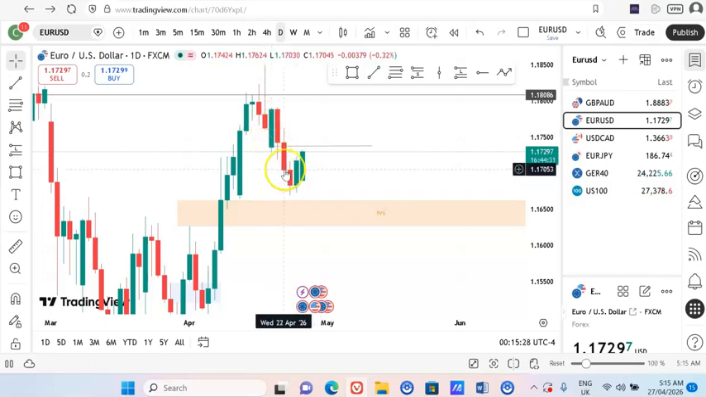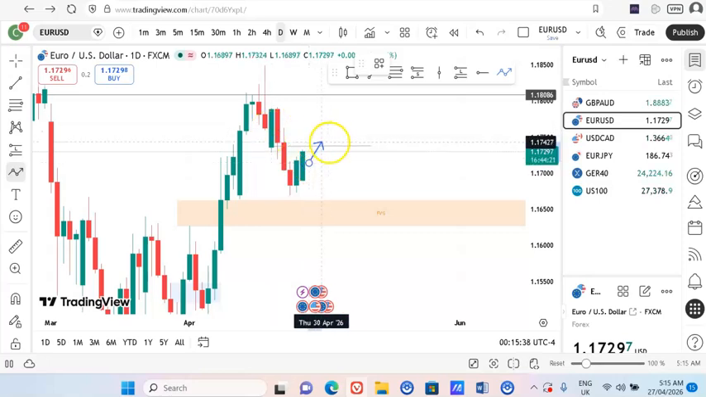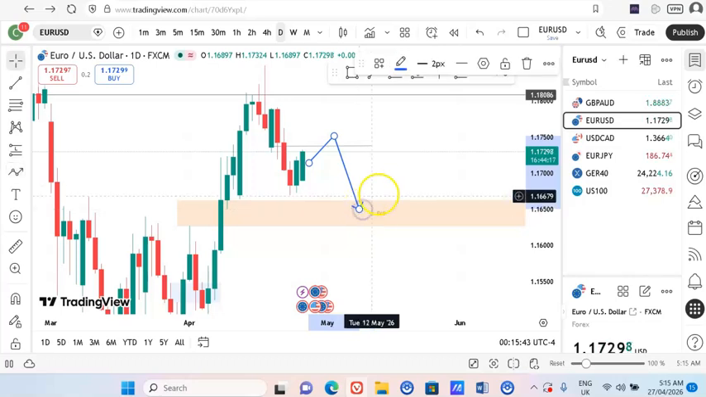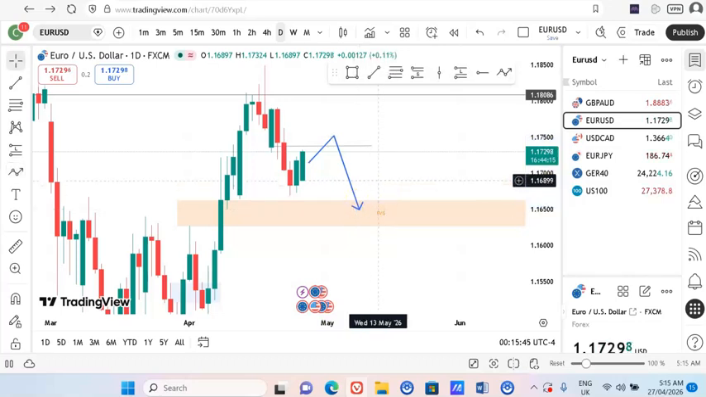So I'm expecting that the market should at least tap into this order block, then use it to send price lower. So what am I expecting for Euro USD? Market should get to the order block and then drop down to this fair value gap. So that is the target for the bearish.